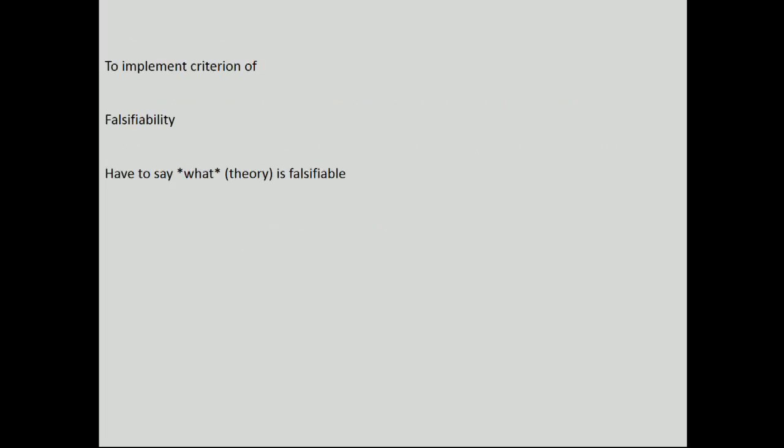So the principle here, which is kind of obvious, Popper said good science involves falsifiability. If you want to summarize Popper in one word, it's good science is falsifiability. But to implement the criterion of falsifiability, obviously you have to say what theory is falsifiable. So when you come to writing your essay, make sure you have a clear statement. This is the theory that's being put up to test. Or else you argue there isn't one. But say something one way or the other.